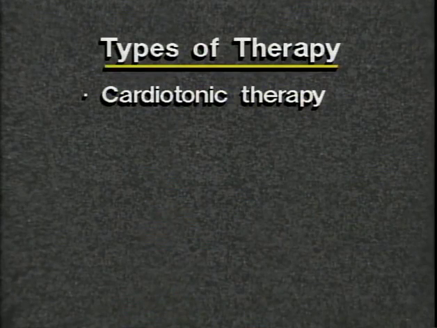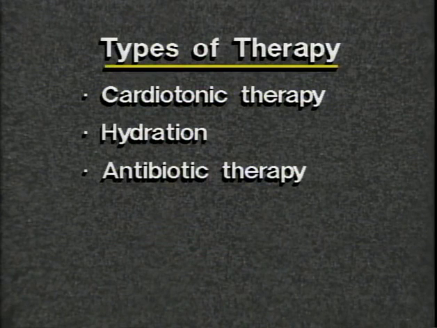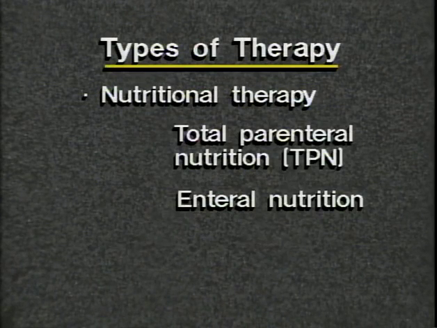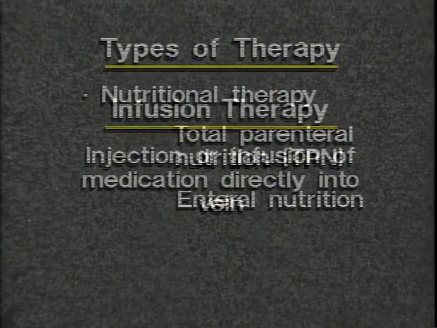There are 7 types of therapy: cardiotonic therapy, hydration, antibiotic therapy, chemotherapy, pain management, and nutritional therapy, which includes total parenteral nutrition, known as TPN, and enteral nutrition. The first 6 therapies are called infusion therapies. We will discuss those first, saving enteral nutrition for later.